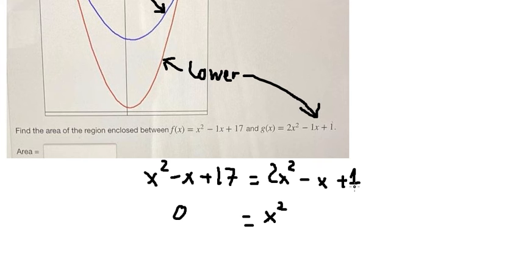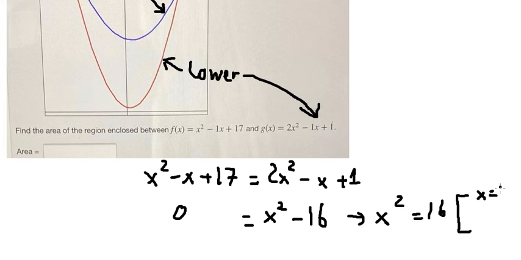17, we put in here, we have negative 17. So 1 minus 16, we have negative 16 in here. So I will put this one to the left, and we have s squared equals 16. This one we will have two solutions, s equals 4 and s equals negative 4. So we have the integration from negative 4 to positive 4.